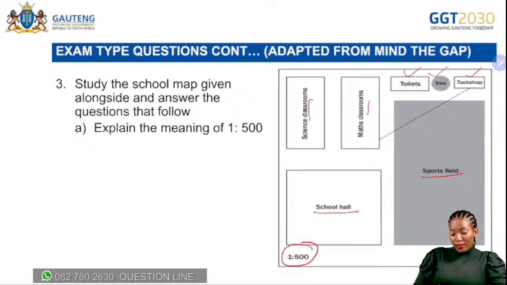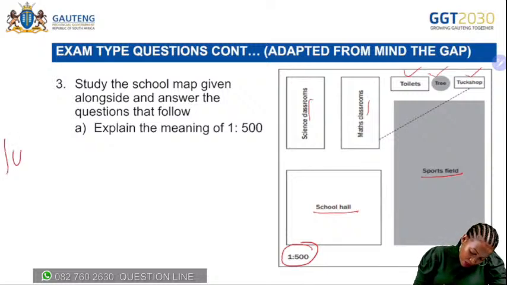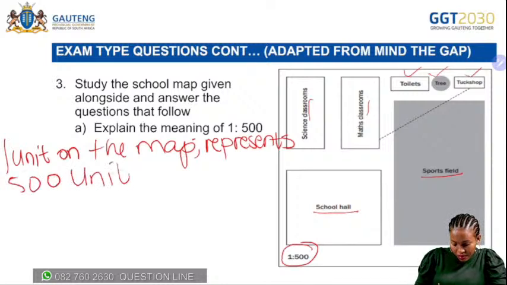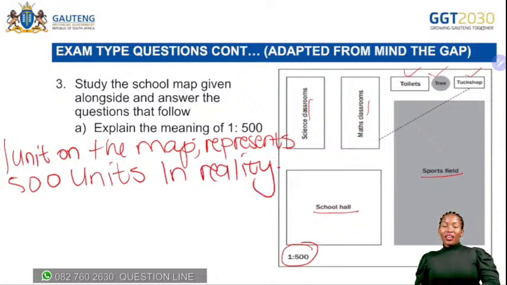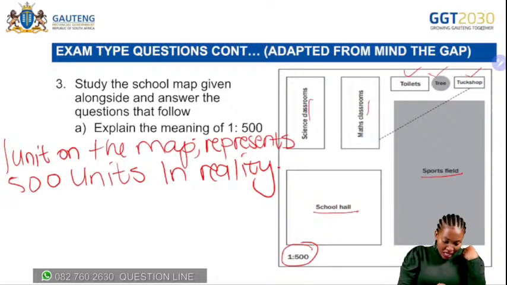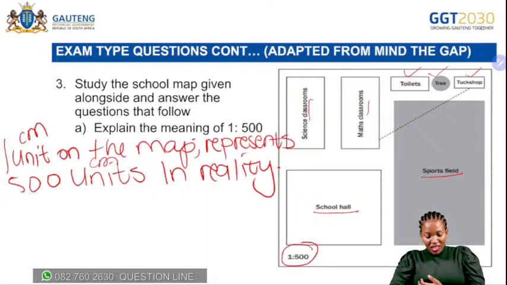So the question is, explain the meaning of 1:500. Guys, how do you explain the meaning of a scale? We say 1 unit on the map represents 500 units in reality. This is how you explain your scale. That's it. And remember, I said sometimes you're going to forget this word unit. You can even say 1 centimeter on the map represents 500 centimeters in reality. You will still get your full marks. This question is normally for 2 marks in the exam.